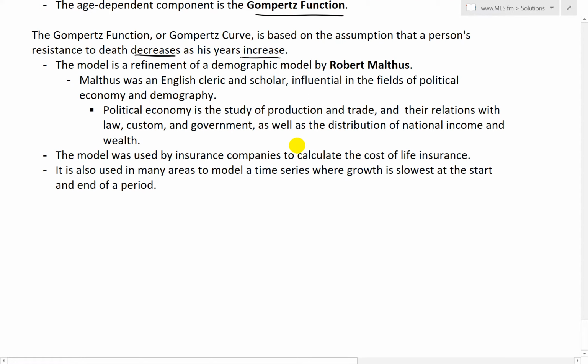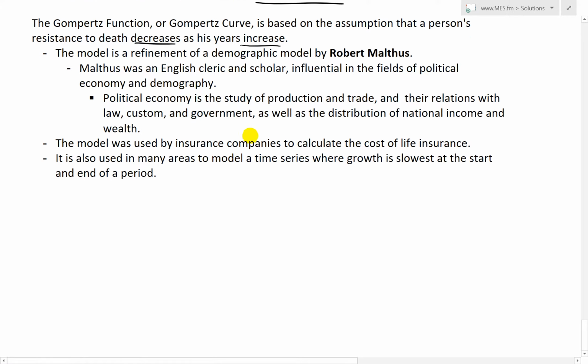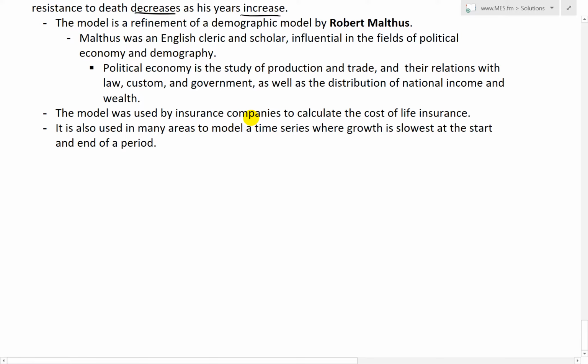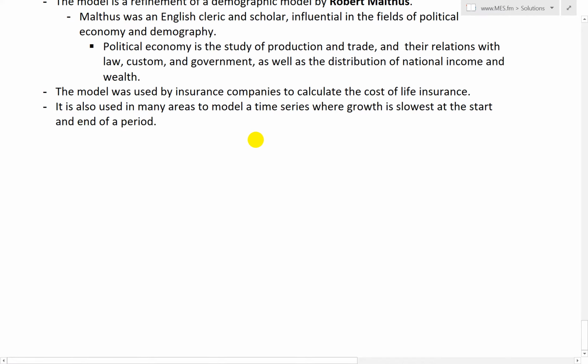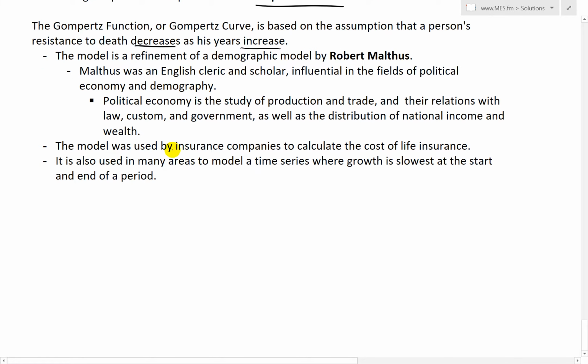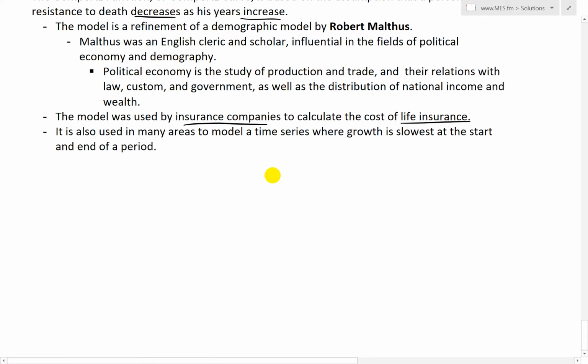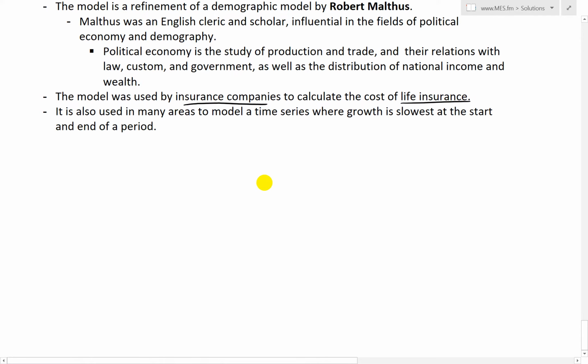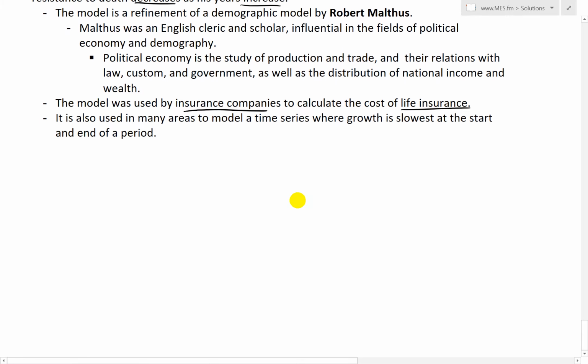Malthus was an English cleric and scholar influential in the fields of political economy and demography. Basically, political economy is just the study of production and trade and the relations with law and custom and government, as well as the distribution of national income and wealth and otherwise tax distribution, etc. Anyways, the Gompertz function model was used by insurance companies of his time to calculate the cost of life insurance, basically just to see the population size, etc., and how much money you're going to be paying later on. And it's also used in many areas to model a time series where growth is slowest at the start and the end of the period.